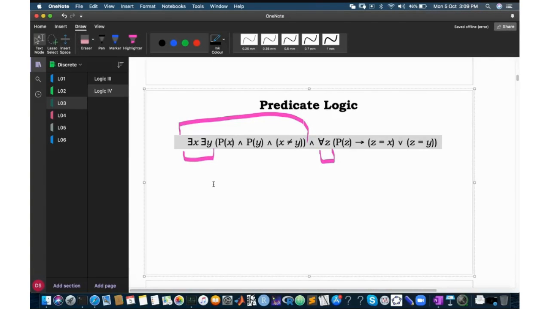What does P stand for? P is a particular statement. We don't know what P means. Okay. P means, for example, square. I don't know, but P is a statement जो हमें नहीं पता कि क्या है. Okay. P is a predicate.